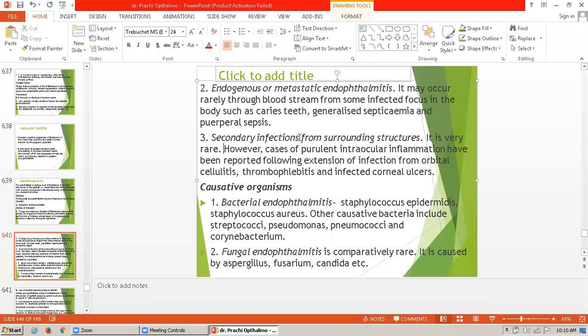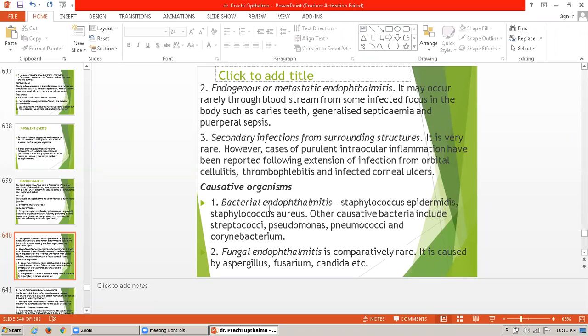The third one is secondary infection from surrounding structures. This is very rare; however, cases of purulent intraocular inflammation have been reported following extension of infection from orbital cellulitis, thrombophlebitis, and infected corneal ulcer, which lead to secondary infection from the surrounding structures and infective endophthalmitis. Then the causative organisms.